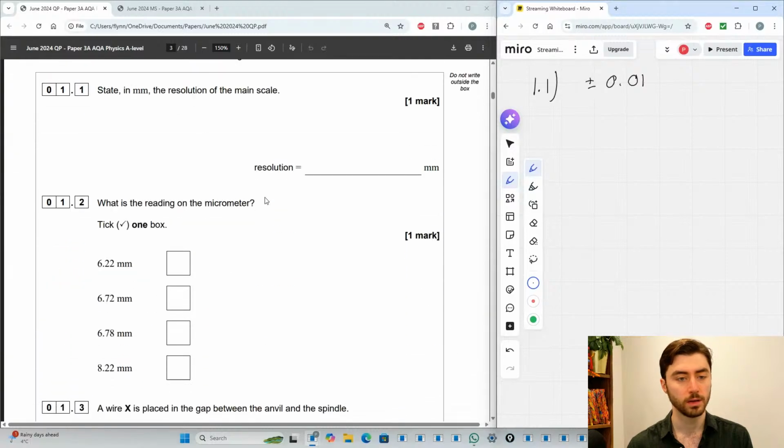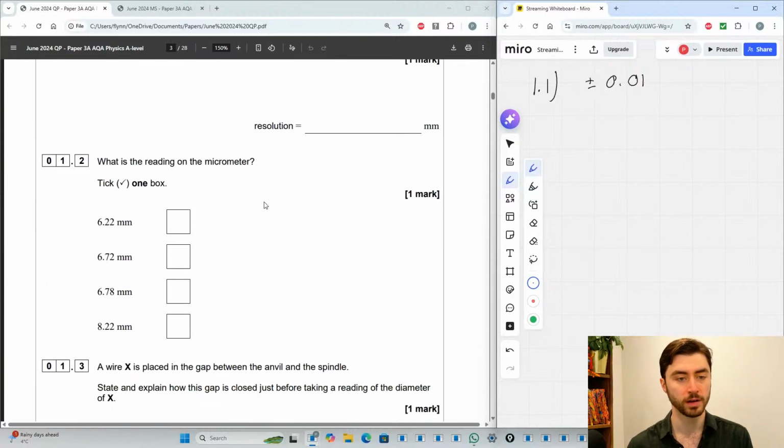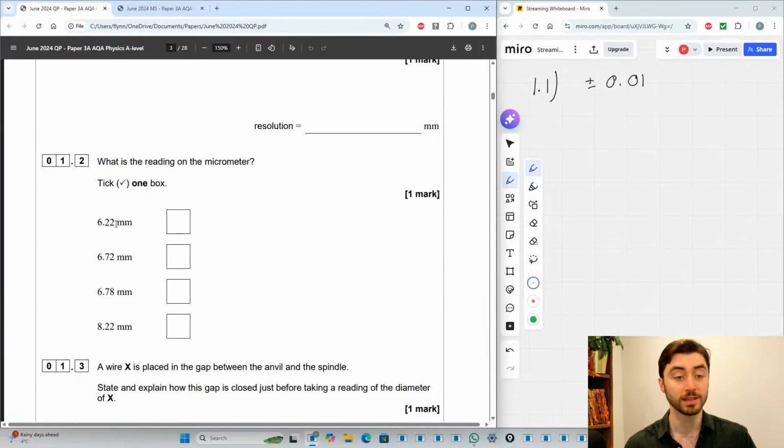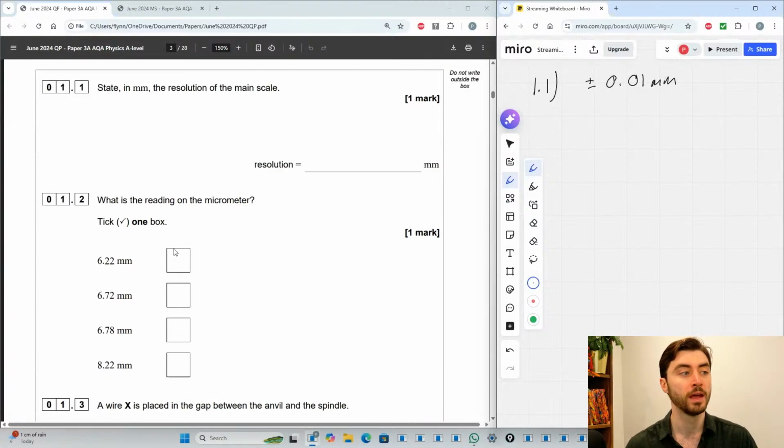What is the reading on this micrometer? Well, also, look, it tells you. You can see the exam technique. Even if you couldn't remember that, let's look at this. This gives you the answer. It's plus or minus 0.01 millimeters. That's the precision of these.